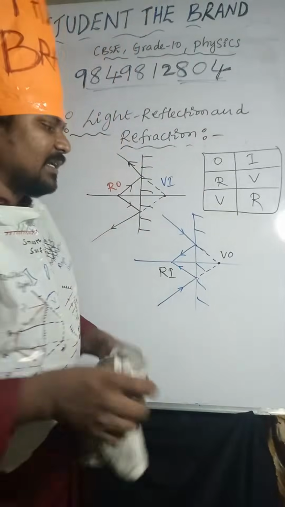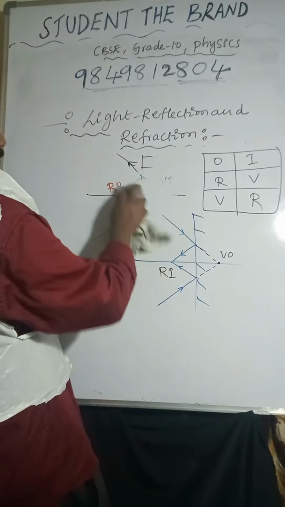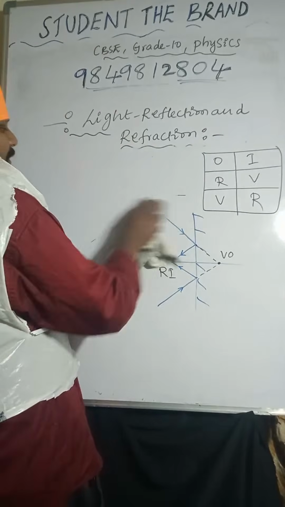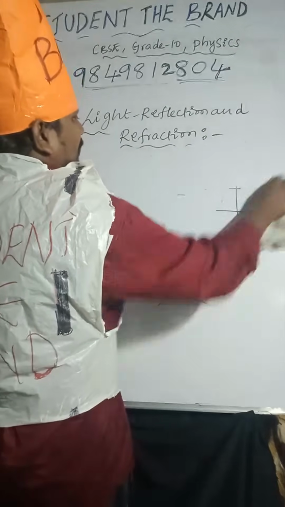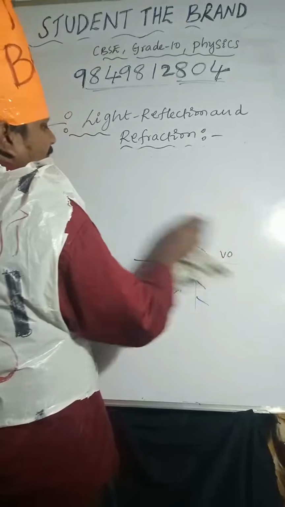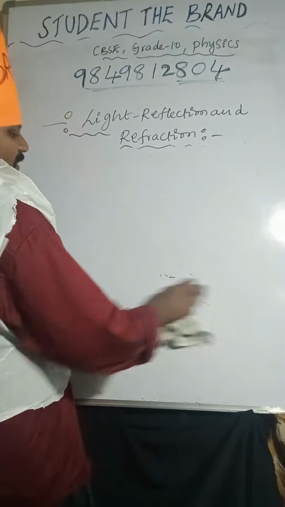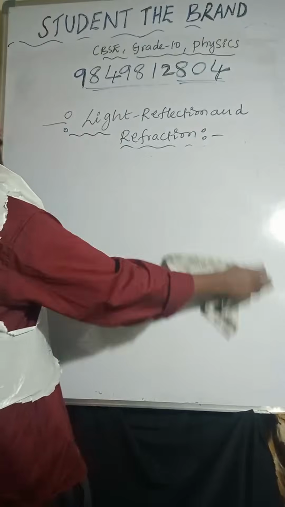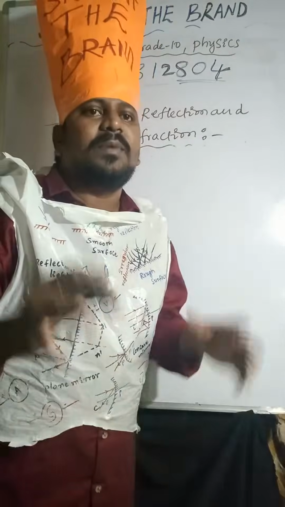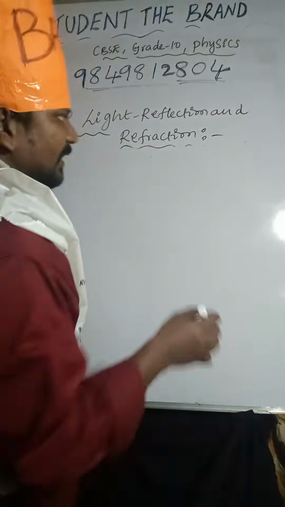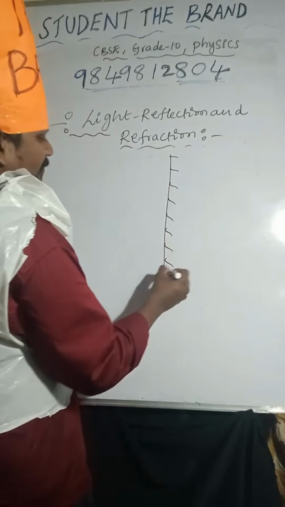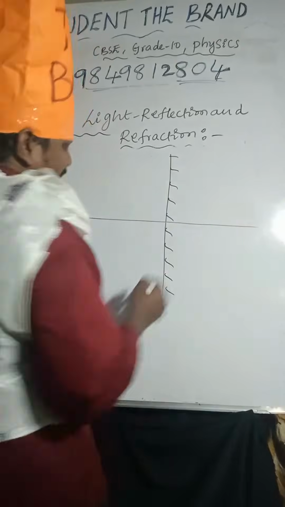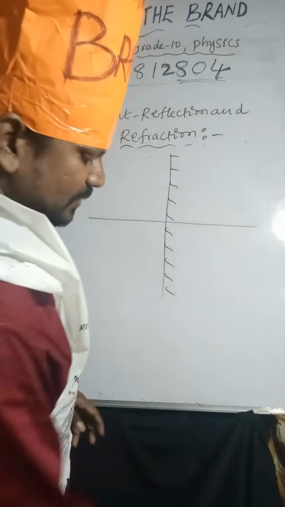Now we will discuss one more, that is the nature of the image formed by the plane mirror. So how can we observe that? You can see here. I am taking the object here. I am taking the plane mirror like this. This is a plane mirror. Here I am considering the principal axis.